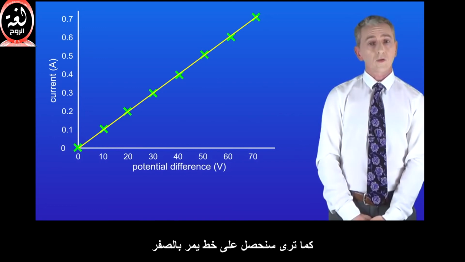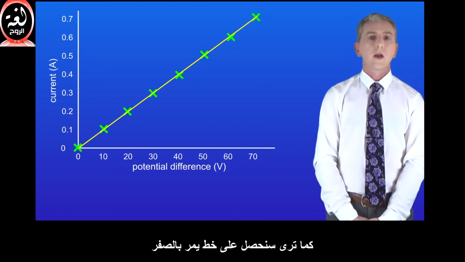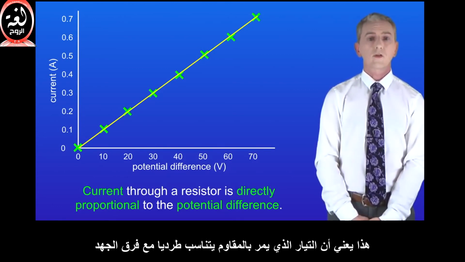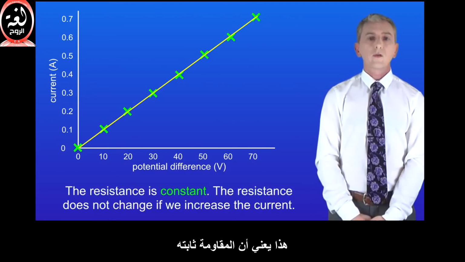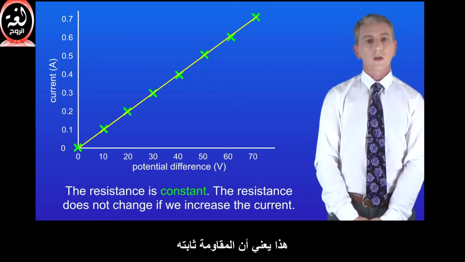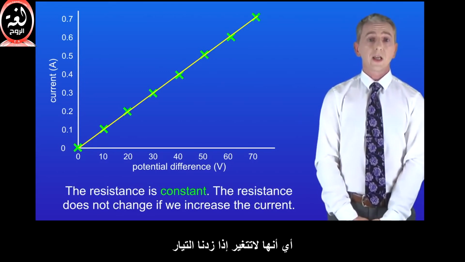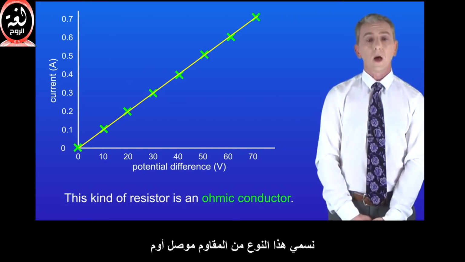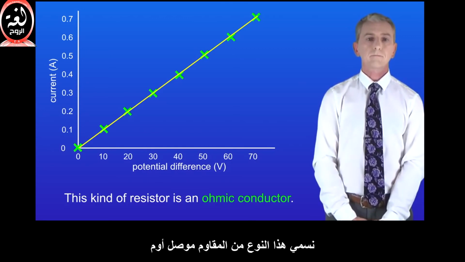As you can see, we've got a straight line passing through 0. This tells us that the current moving through a resistor is directly proportional to the potential difference across the resistor. What this means is that the resistance is constant. The resistance does not change if we increase the current. We call this kind of resistor an ohmic conductor.